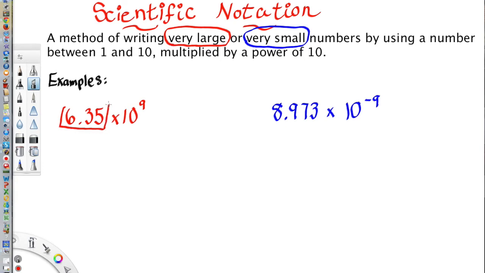And this is going to be a very large number. And we can always tell that by looking at the exponent. If the exponent's a positive number, our number's getting large. If our exponent is a negative number, it's getting smaller.